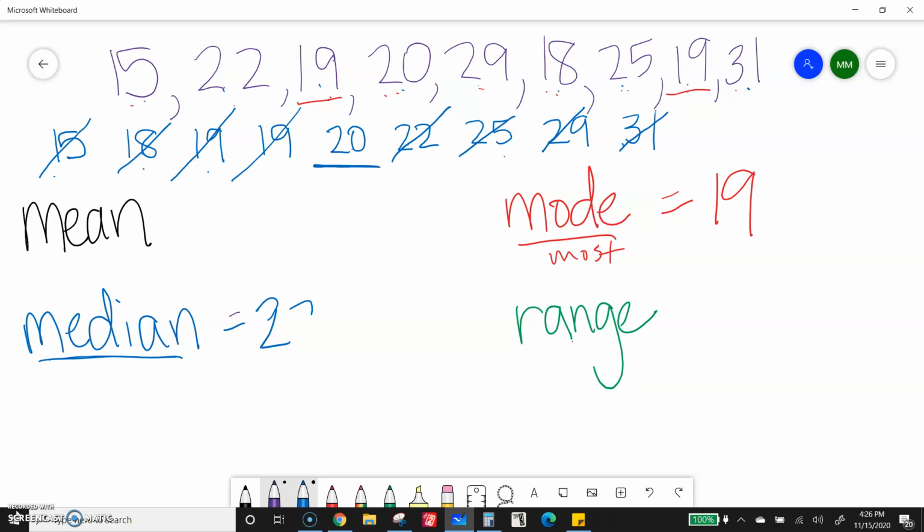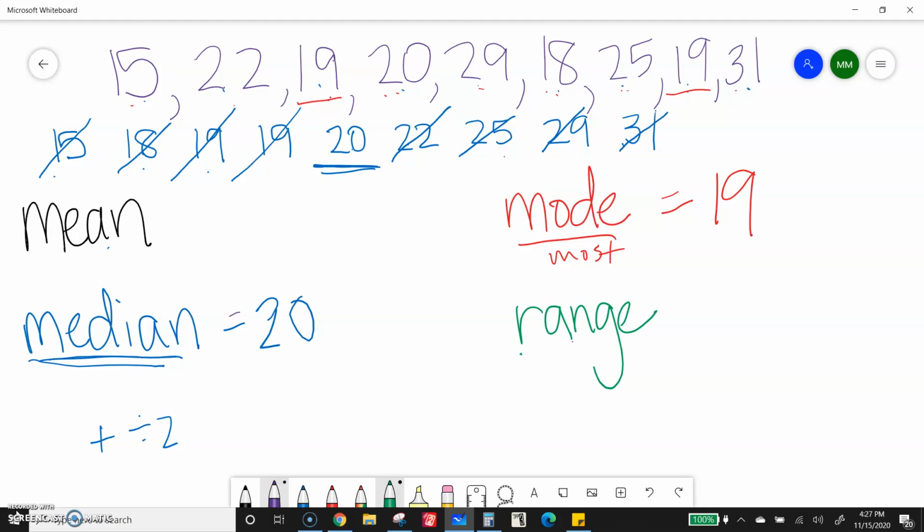Remember, if I get 2 in the middle, I need to add them up and divide by 2. But because I just had 1, that is my median. Now, hey diddle diddle, the median's the middle. You add and divide for the mean. We'll get to that in a minute. The mode is the one that you see the most, and the range is the difference between.